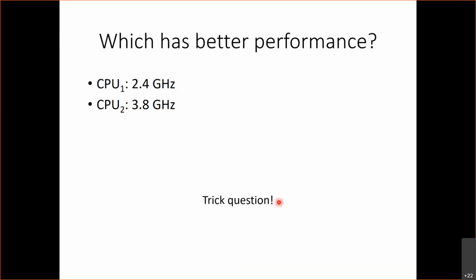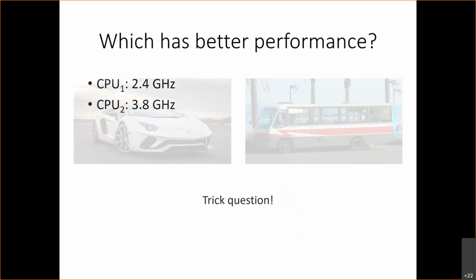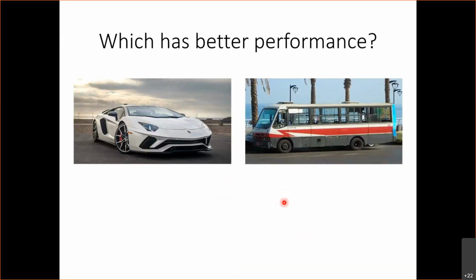So let me tell you why it's a trick question. Somebody was saying we need to fix all other factors, and that's a good observation. So let me say why this question is a trick question. And to say that, I want to ask you another question. Which of these two vehicles has better performance, do you think? This car or this bus? Some of you should recognize this bus, by the way.